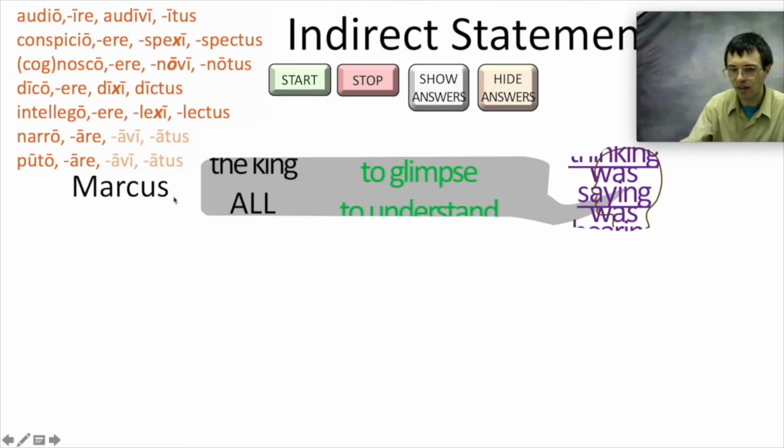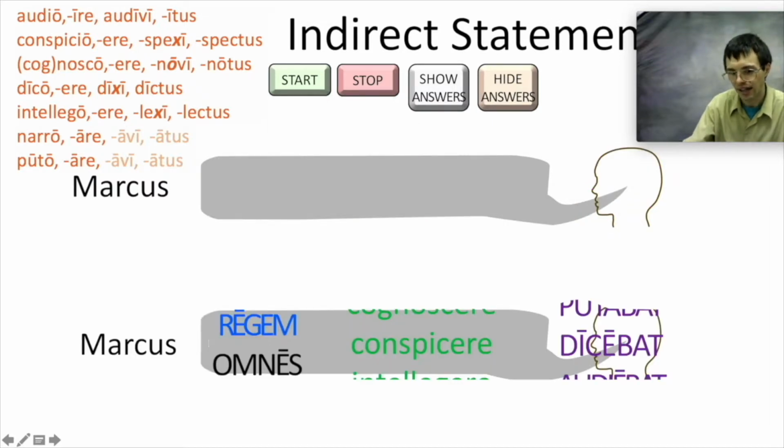Intellectam esse. Very good. Match it to matrim because those are the two wings of the airplane on either side of esse. Marcus the king to glimpse was saying, what would it be? Regem conspicere dicebat. Yeah, there you go.